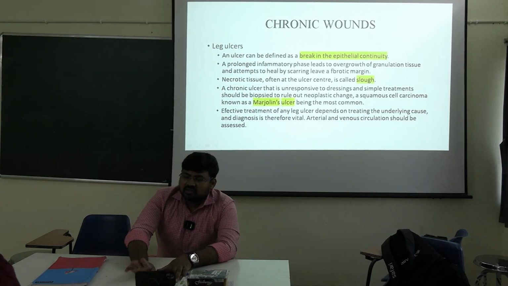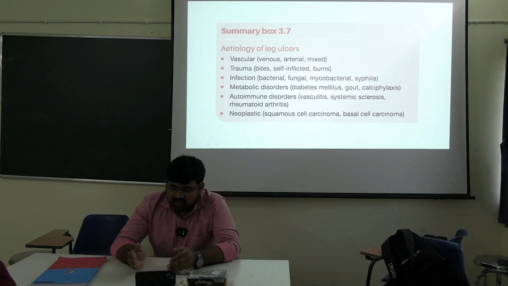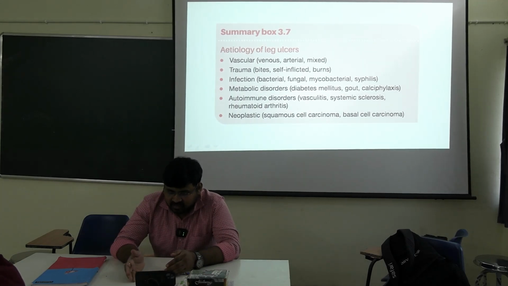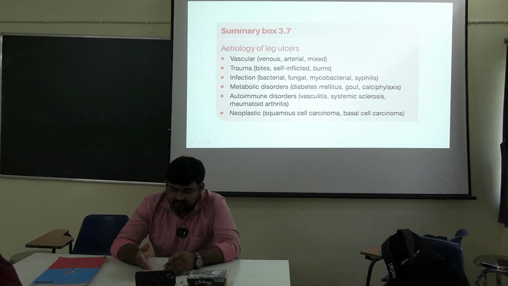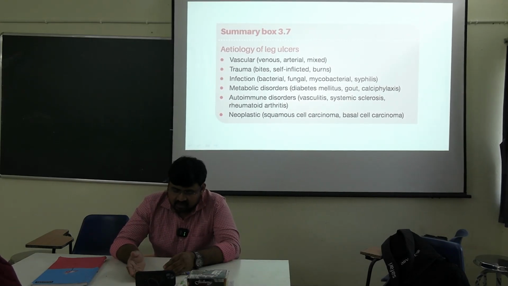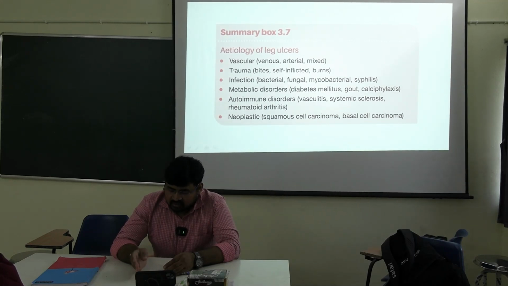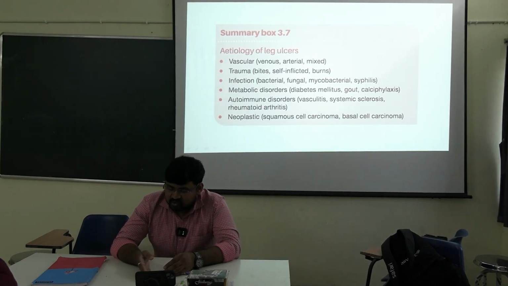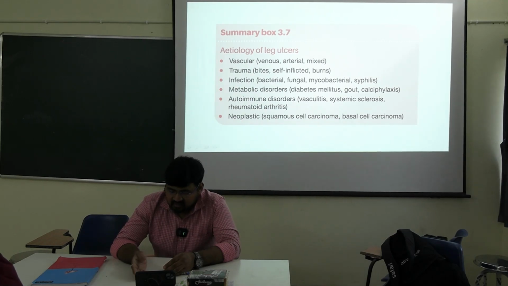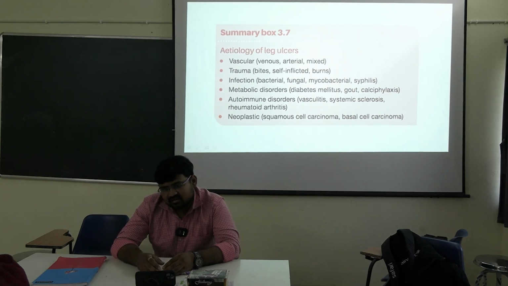So, coming to the etiology of leg ulcers, they are vascular, like venous, arterial, or they may be mixed. Trauma, bites, self-inflicted burns, infection: bacterial, fungal, mycobacterial, syphilis. And there may be metabolic disorders like diabetes mellitus, gout, calciphylaxis, autoimmune disorders. There may be vasculitis, systemic sclerosis, rheumatoid arthritis. Then there may be neoplastic, where we see squamous cell carcinoma and basal cell carcinoma.